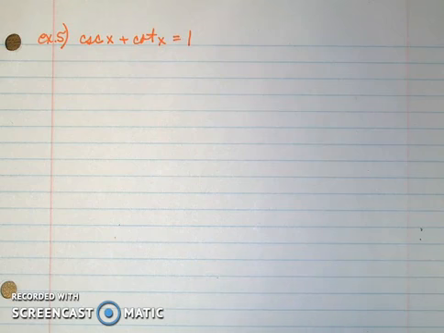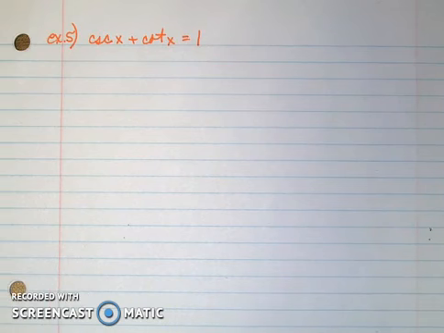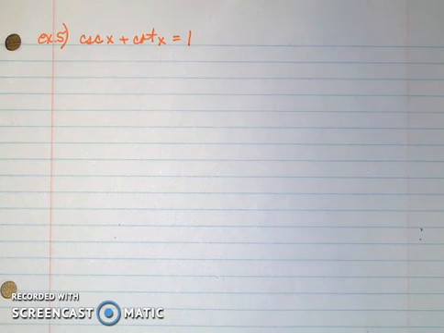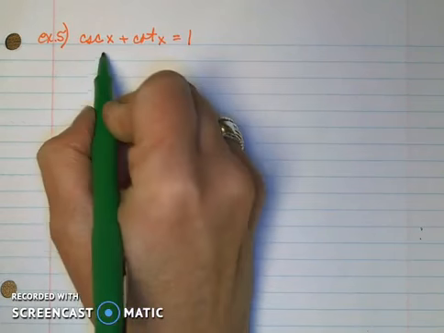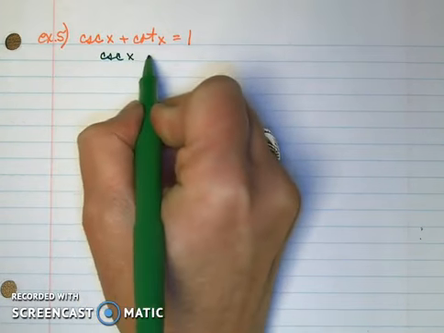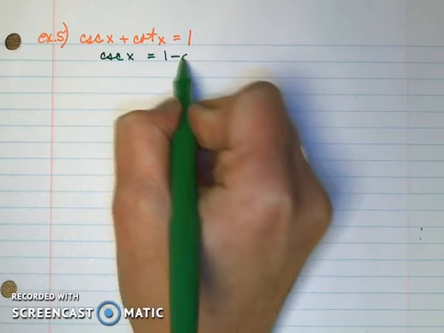Well, you know from your identities that we have a relationship between cosecant squared and cotangent squared, but not the terms when they're not squared. So what I'm going to do is move one of them to the other side, and then square everything so that I can use some of my identities. I'm going to move the cotangent to the other side. That will give me cosecant x equals 1 minus cotangent x.